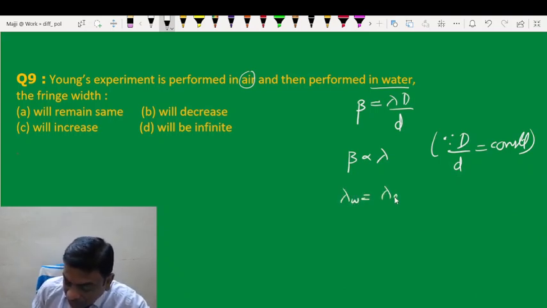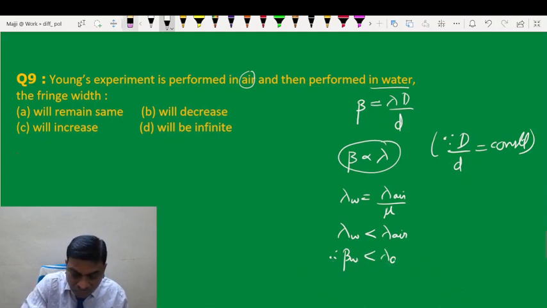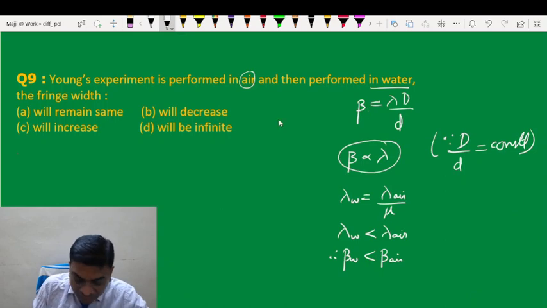Lambda in water is equal to lambda in air upon mu. Since mu is more than 1, certainly lambda in water will be less than lambda in air. So since beta is proportional to lambda, we can say the corresponding fringe width will also reduce. Corresponding fringe width will reduce. So therefore, the fringe width will decrease.